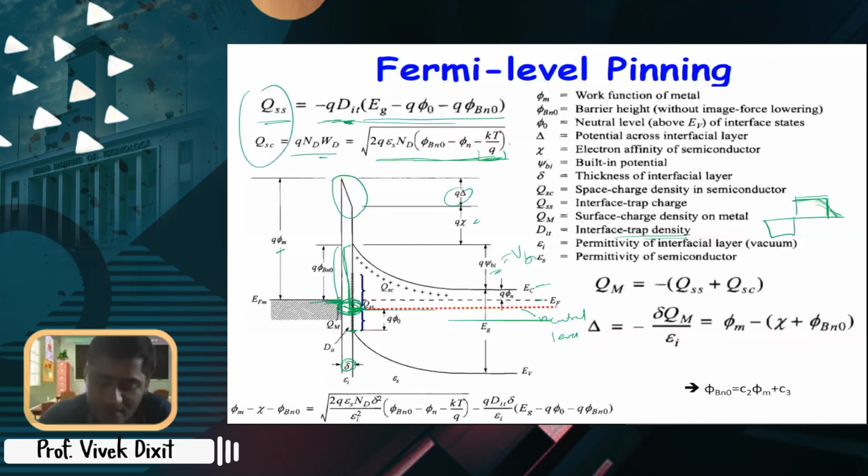So the total charge will be the sum of these two, Q space charge plus Q on the interface, and delta will of course be the drop across the interfacial layer. If you consider the thin charge layer, the field due to that is Q by epsilon. So field times the length will be the potential. So it is delta times Qm by epsilon, which will be the potential barrier, and you can also write in terms of phi m and chi and this phi bn naught.